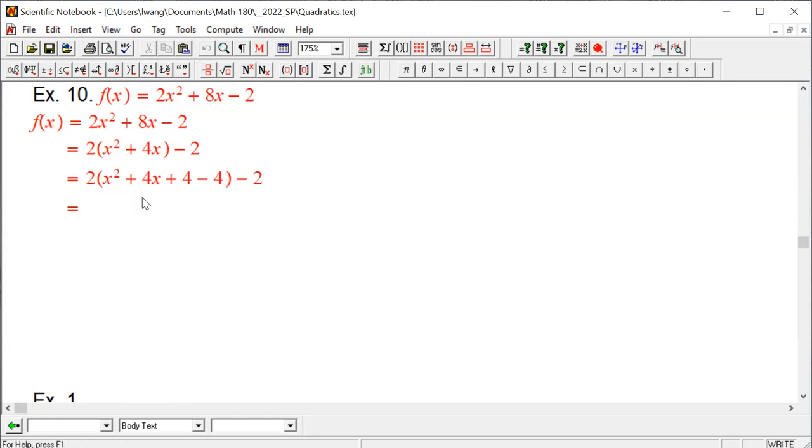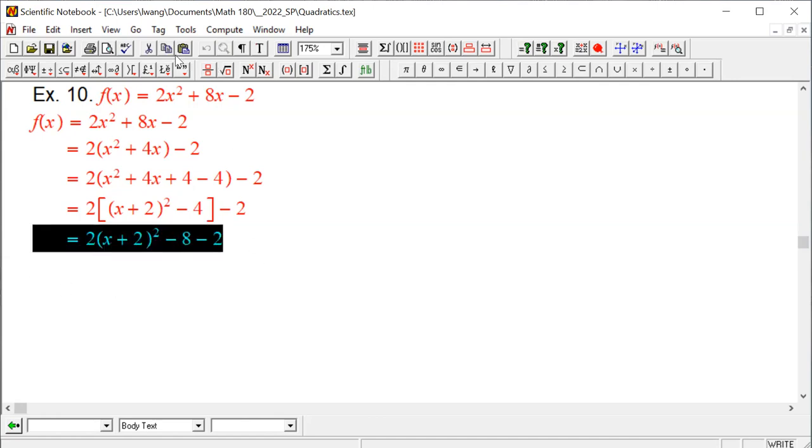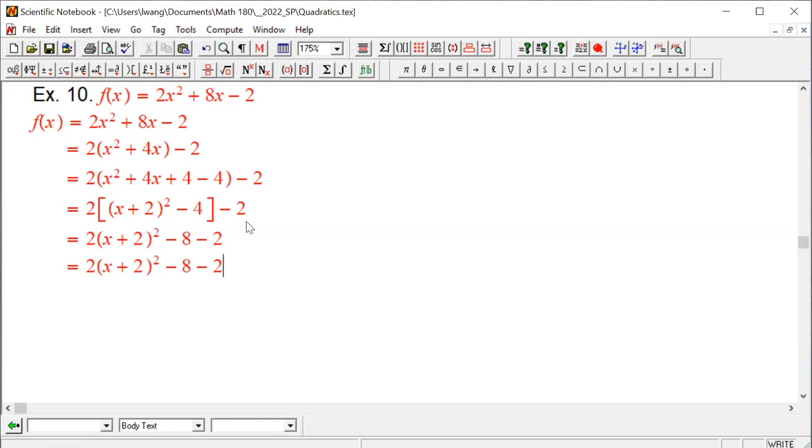And then it's just going to be 2 times the bracket, and these 3 make the perfect square. x plus 2 squared minus 4, minus 2 outside. And we're almost done. 2 times x plus 2 squared minus 8 minus 2. So in the end, it's going to be minus 10. So that's completing the square.